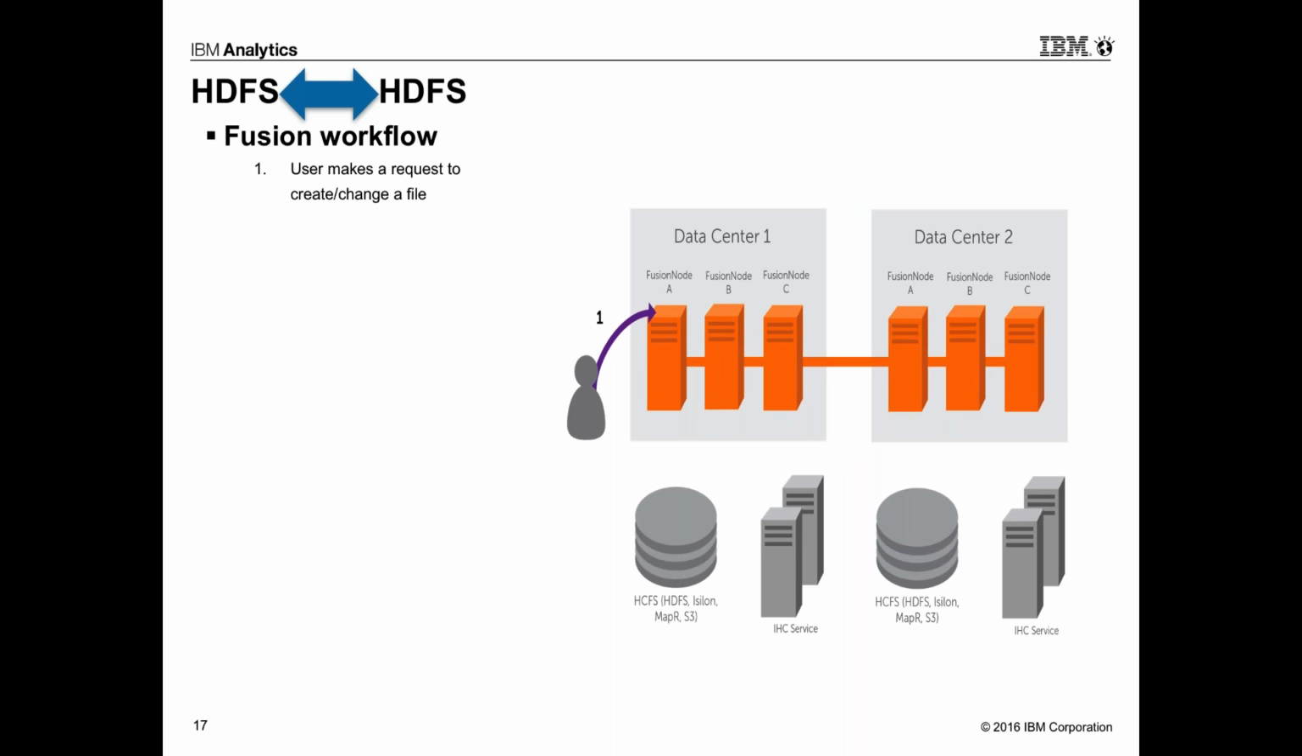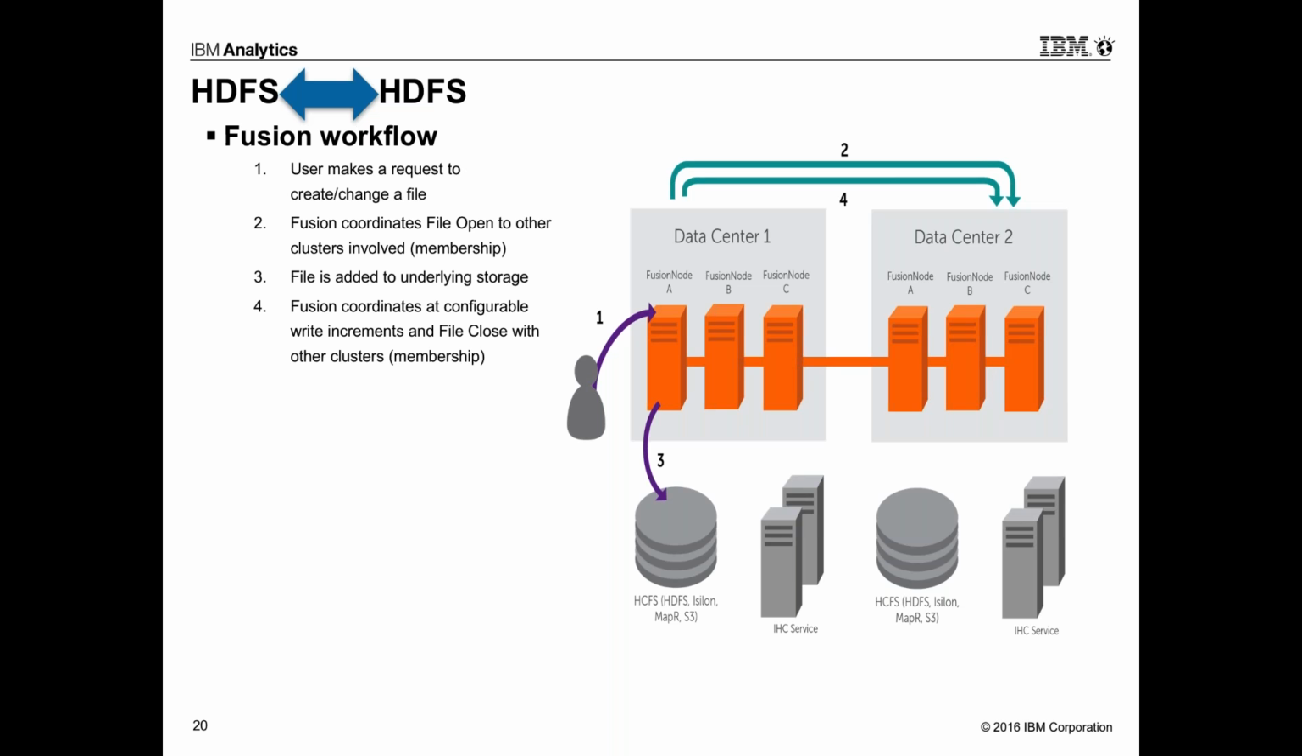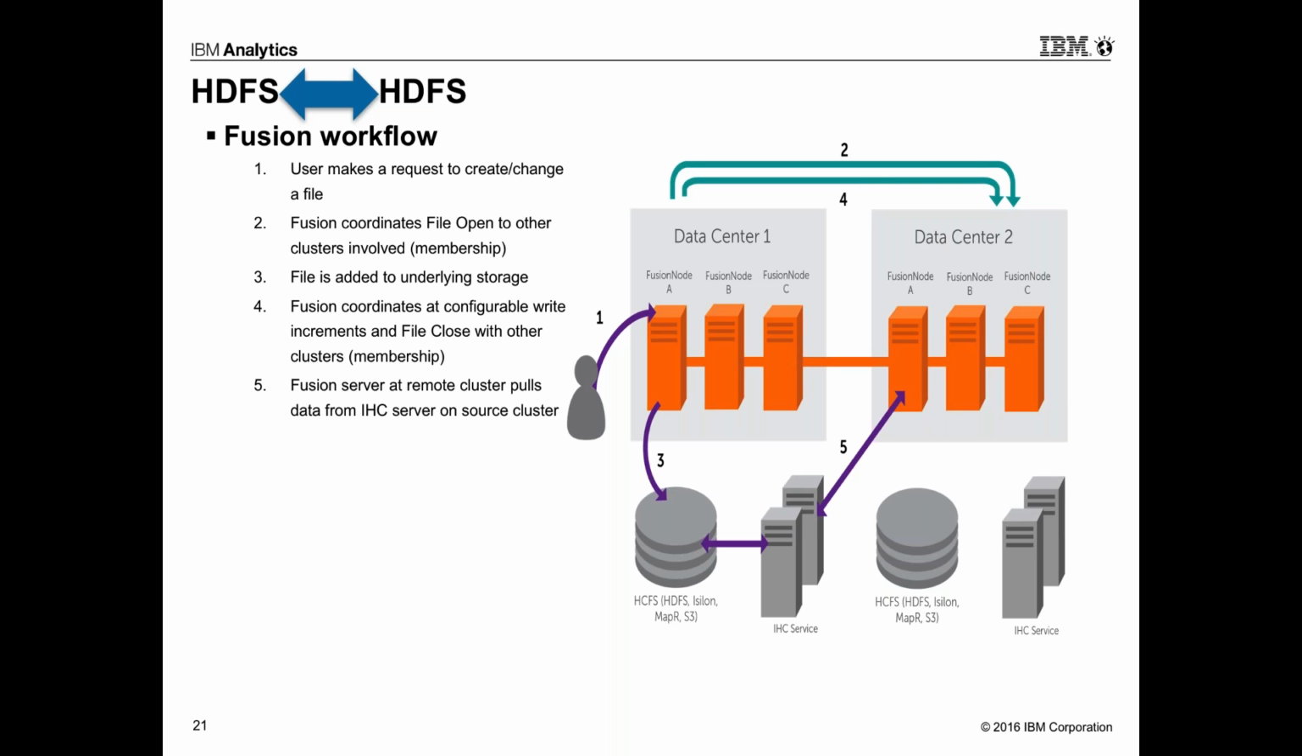Again, this is a workflow for the HDFS to and from HDFS scenario, which, like I explained, is how it flows. It goes to the second data center, coordinates that, writes to the local disk, and then the IH server would stream that data to the remote server, and then what gets written to the local system on the remote server.